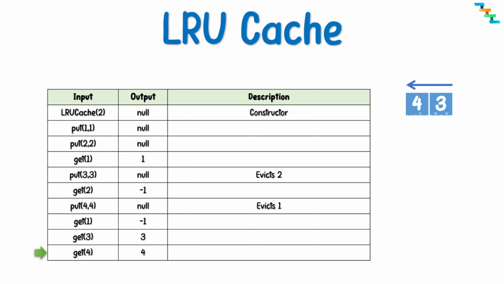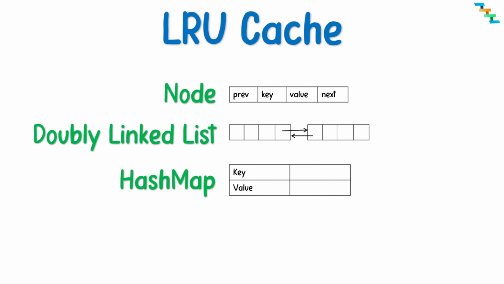Now we will see how to solve this problem. A key thing to note in this problem is that the get and put functions need to be executed in O(1) time complexity. The intuition for this problem is that we need to use two pointers. One to reference the most recently used side and one to reference the least recently used side. We can use a doubly linked list.